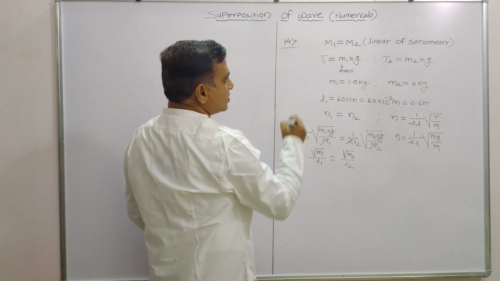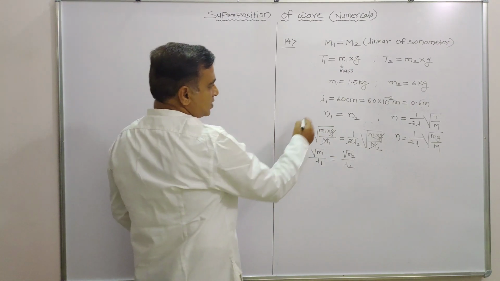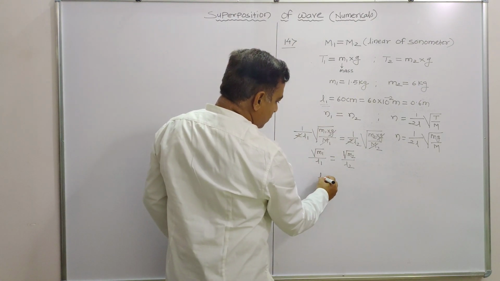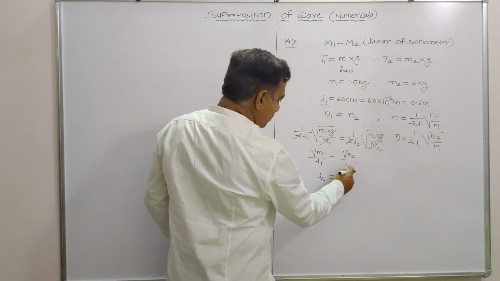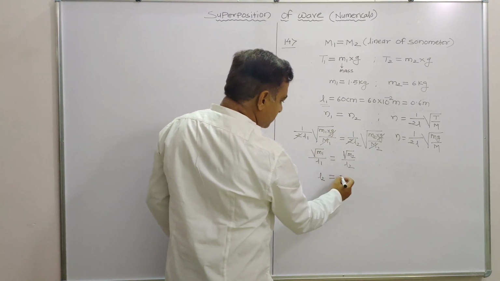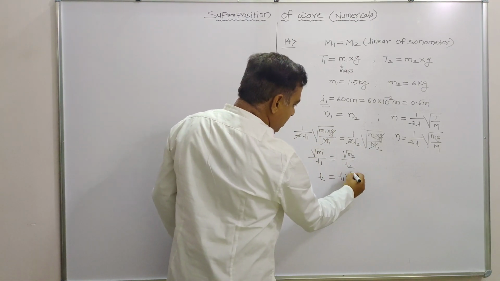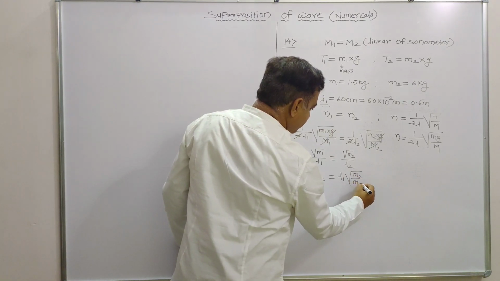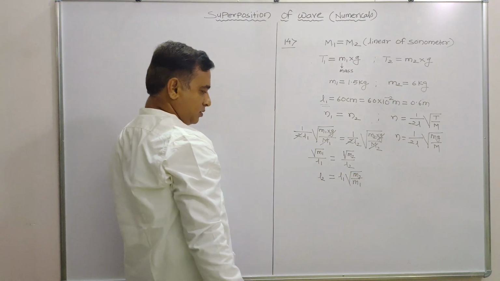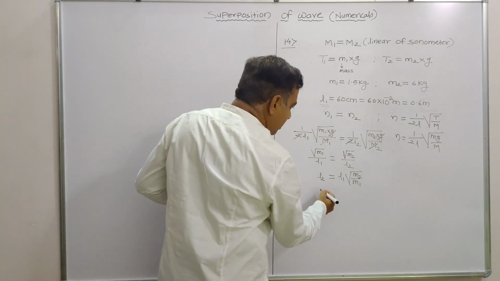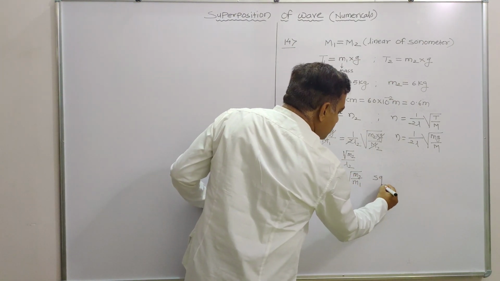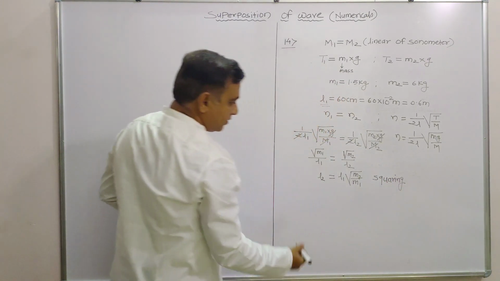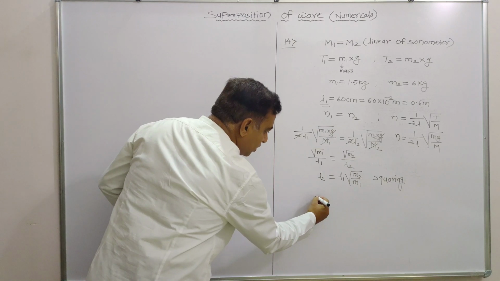Here we have L1 and L2. L1 is given, and we need to calculate L2. So L2 is equal to L1 into under root of M2 upon M1. These are the masses. Squaring both the sides, after squaring we are about to get the answer now.